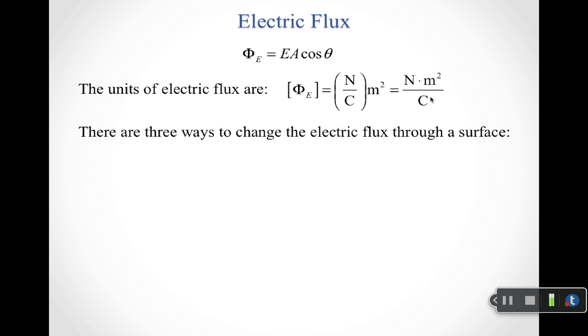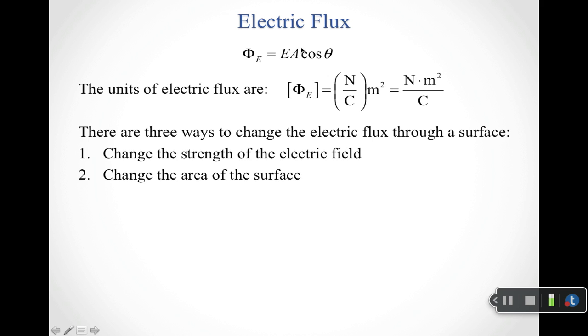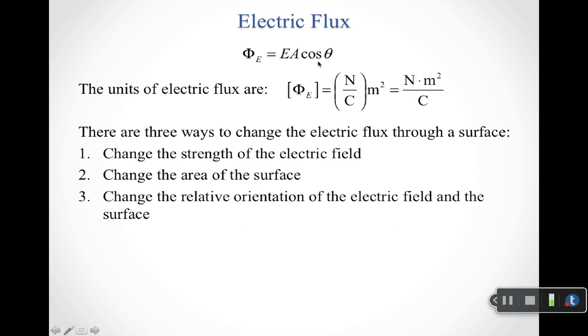And then this equation is really highlighting that there are three ways that I can change the electric flux through a surface. So first, change the strength of the electric field. Basically, change this component. Second, change the area of my surface. Change this component. And then the third one is I can change the relative orientation of the electric field and the surface.